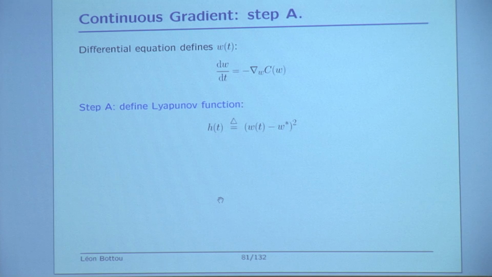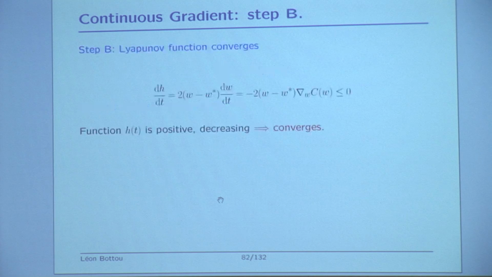And you can define several kinds of Lyapunov functions. You define something that's convenient. That's the idea. So once you have such a function, the only thing we have to do is show that it goes to 0. The second step is to say that it converges somewhere. And you write its derivative, so dh over dt equals 2 times (w minus w star) times dw over dt. dw over dt, you know it's a minus gradient. And you get just the general convexity argument. So basically, you know that dh over dt is less than 0, so h is decreasing. And you know that it's bounded from below because it's positive, it's a square. So therefore, it converges somewhere.